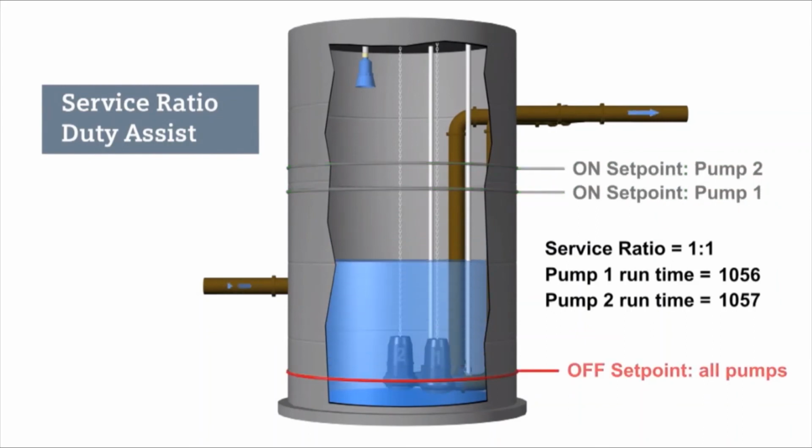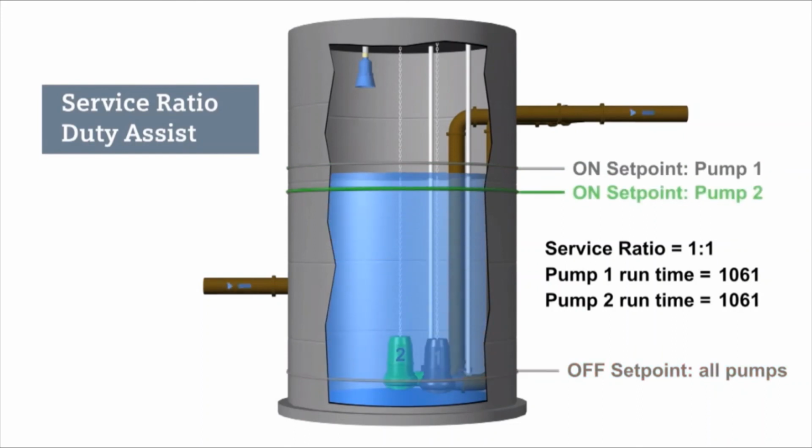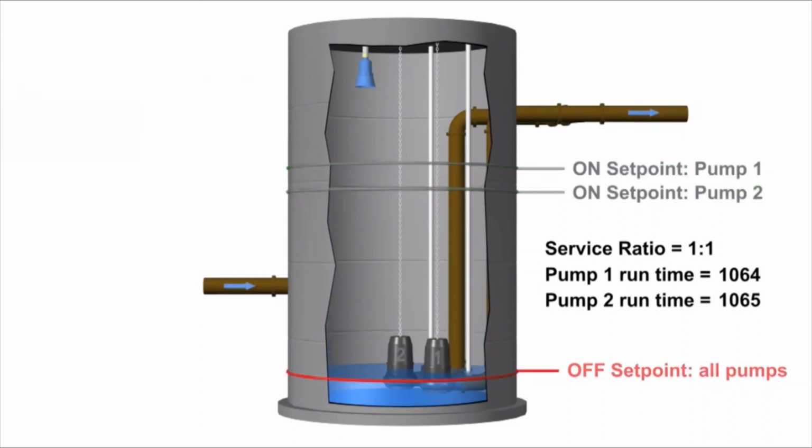This would be a good application example where we have one pump with a high capacity and one with a lower one, and we'd want to make sure that we use our larger capacity more than the smaller.